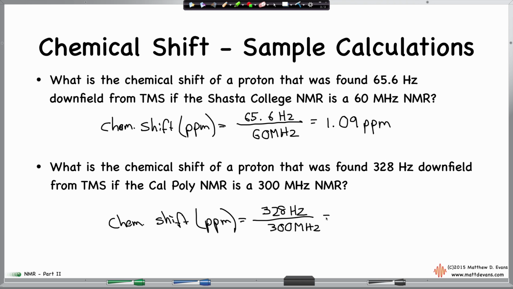And lo and behold, when I do this calculation, guess what? It's still 1.09 ppm. Okay, just because the magnet is bigger, it's a bigger instrument, the chemical shift ultimately is the same because the way we calculate this, that's all factored in. Okay, so it doesn't matter what the size of the magnet is. All right, so I think I've proved my point here, but from this point on, we always report shift values in ppm. We don't ever do this calculation.